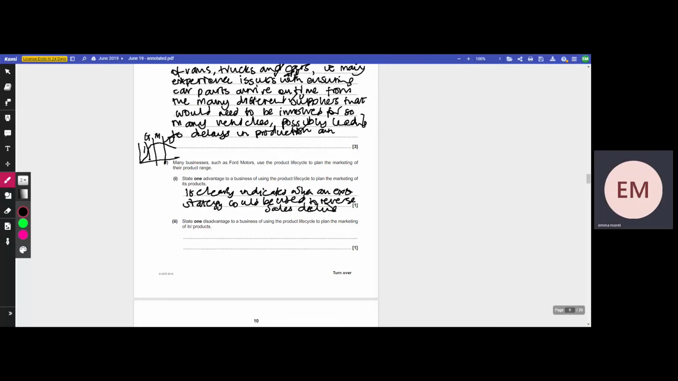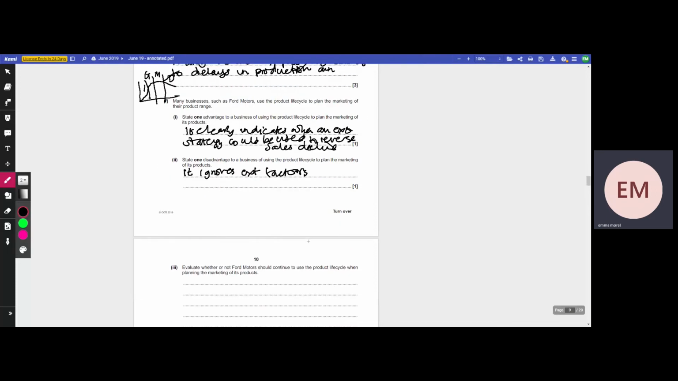Okay. One disadvantage to a business using the product cycle to plan the marketing of its products. Like all of these things that are planned or forecast, so just like cash flow forecasting, business plans, they're all plans. And so it doesn't necessarily mean that just because you've planned it, that other things won't change, particularly things beyond our control. So largely the product life cycle ignores external factors. Okay, so if a new competitor comes on the scene, it's not going to pick that up, or trends that haven't been factored in, so it ignores external factors. I'm just going to leave that there because it's only 1 mark.